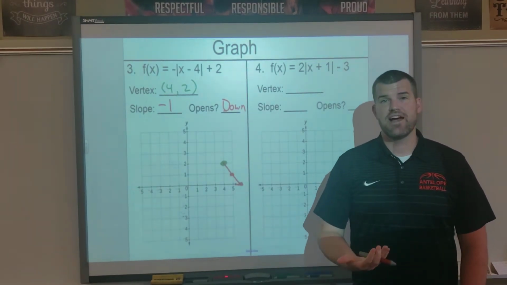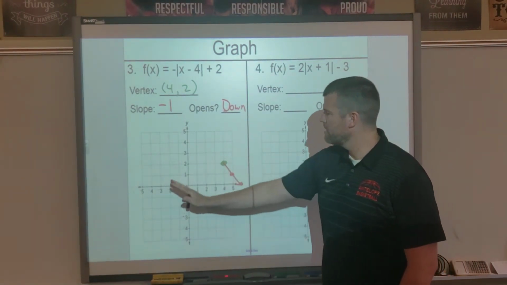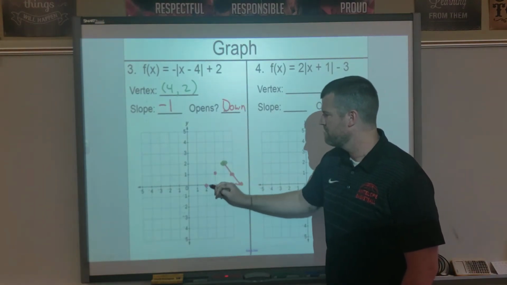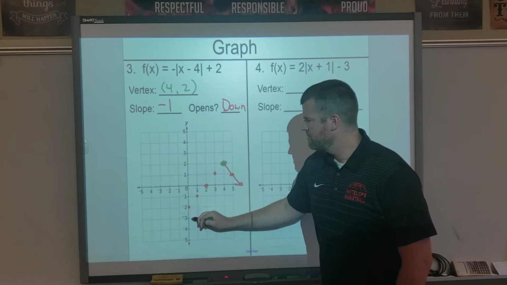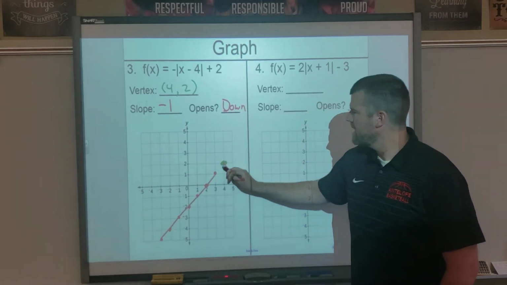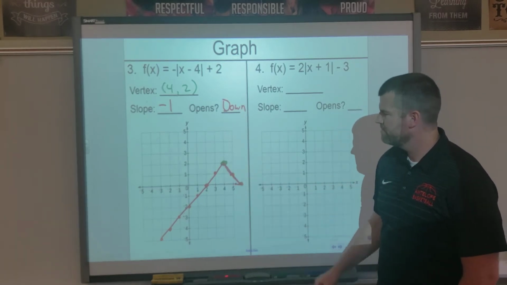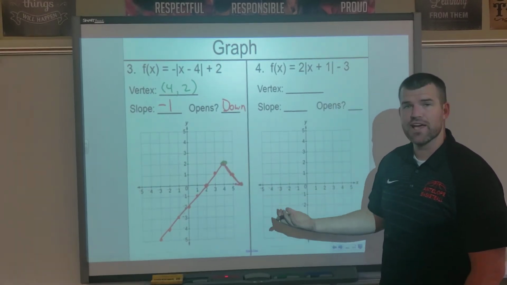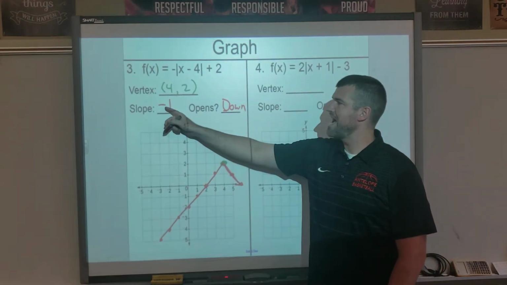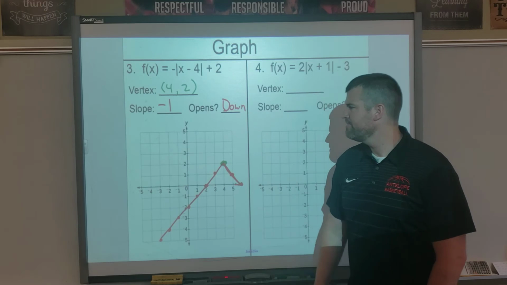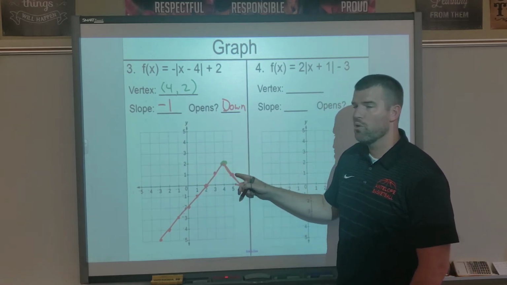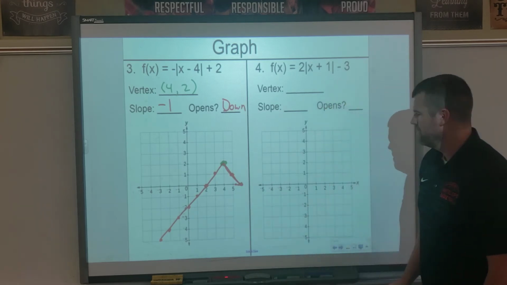So then how do I get the other half of the graph? Well, I need it to be a mirror image, so I'm going to go down 1, backwards 1, down 1, backwards 1. And we can keep doing that all the way down. And we get a nice V-shaped graph, right? We could extend that if we had more graph to use. But we know it has to open down because our A value is negative. And we know because it's negative 1, every time we go down 1, we go over 1. All right.